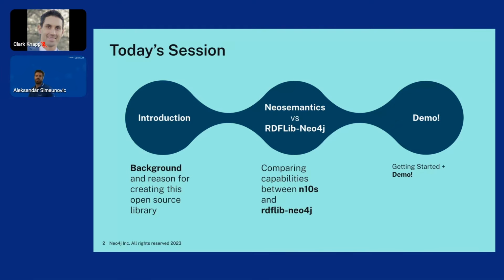So in today's session, I'll be doing a short introduction and background for the reason for creating this open source library tool that we have, even though we already have a tool in place called NeoSemantics. And then I'm going to compare the different capabilities and functionalities between RDFLib Neo4j and NeoSemantics. And finally, we're going to end strong with a short demo demonstrating how you can use this tool and give you a feel for it.